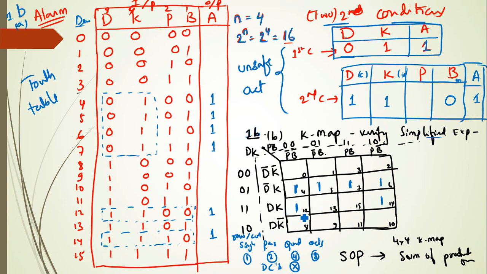If you see 2 and 2, anywhere you can do the grouping. See here, but go with the maximum. First check for 8 groupings, oct groupings. Is there any oct grouping in the particular cell?